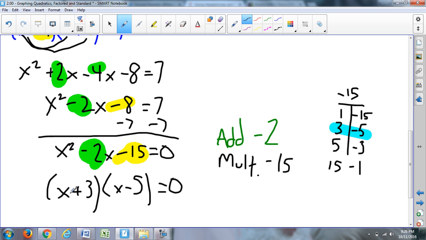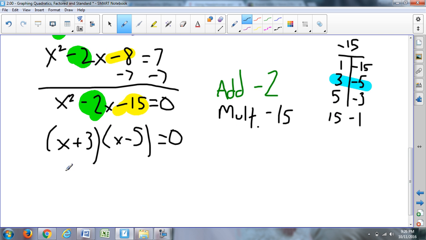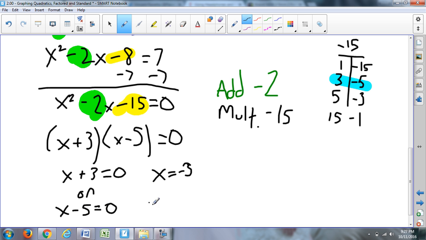All right, so that means that either x plus 3 is 0 or x minus 5 is 0, which means that if x plus 3 is 0, then x equals negative 3. All right, that's one option. Or x minus 5 is 0. And if that's true, then x must be 5. So we have two possible intersection points, either when x is negative 3 or when x is 5.